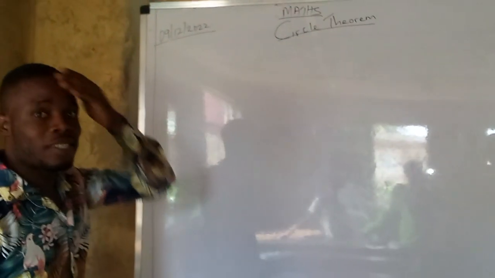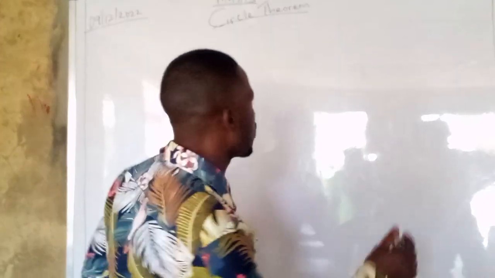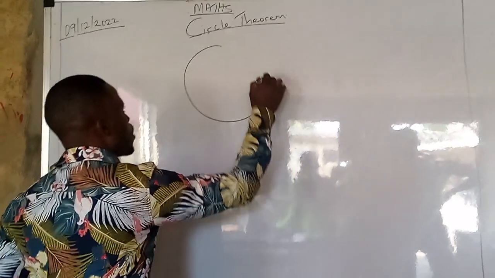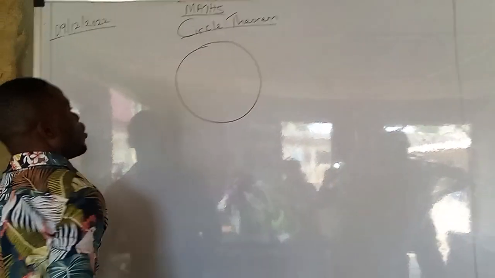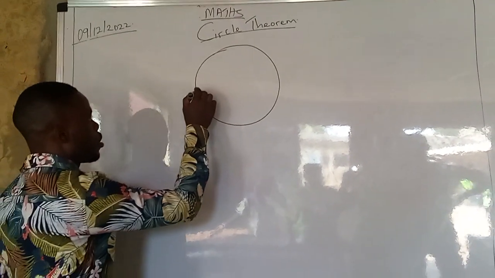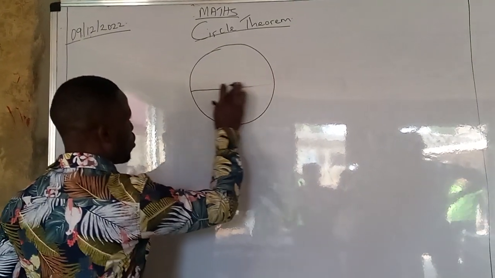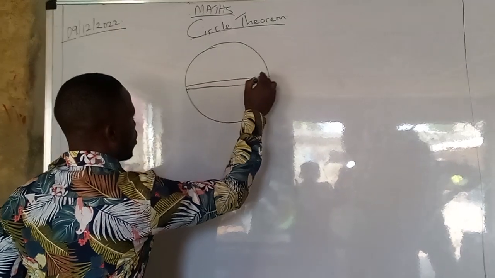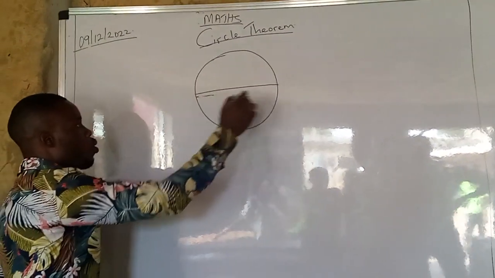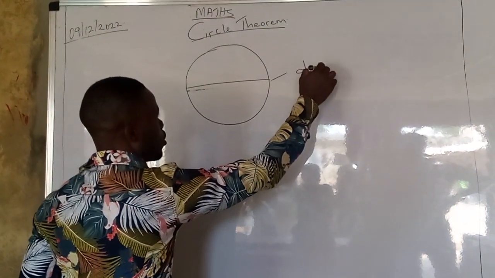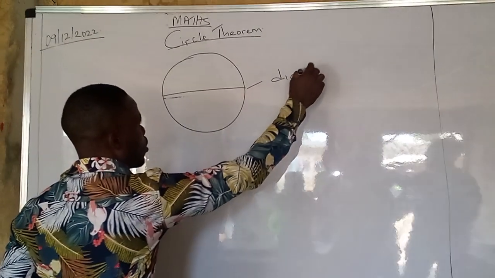First, we'll be looking at the circle. This is the circle. Now, the line that crosses the circle, the middle of the circle, is known as diameter.